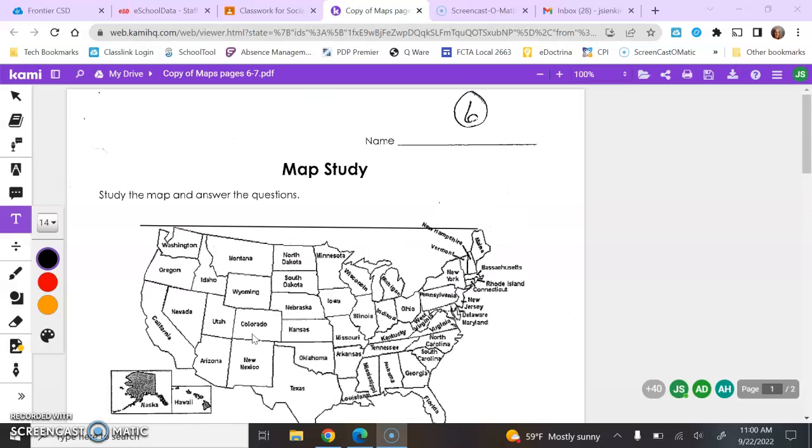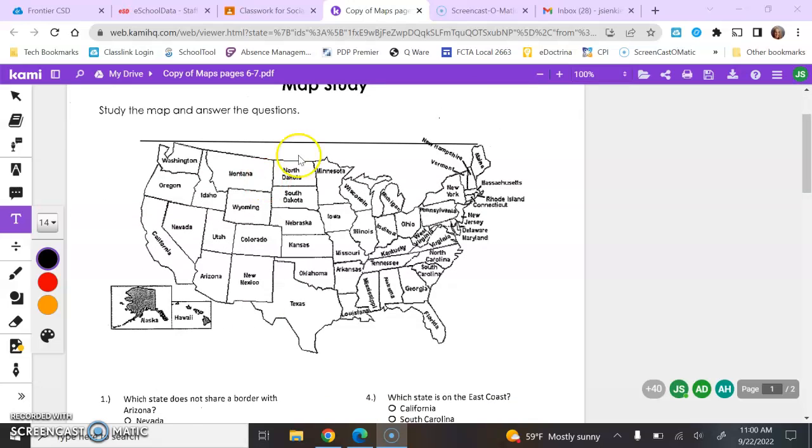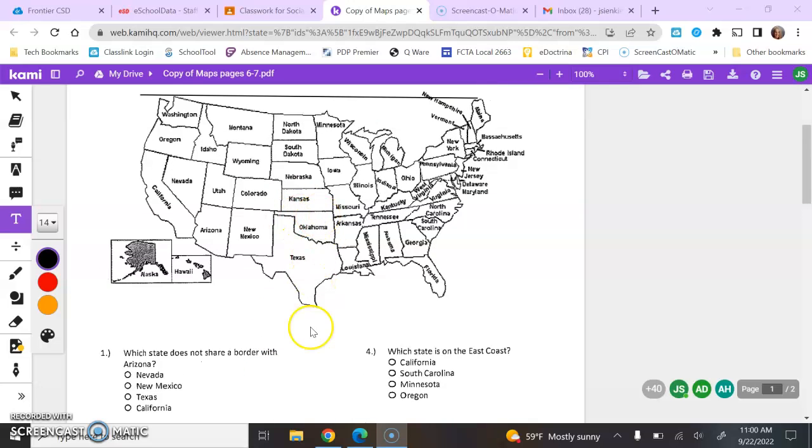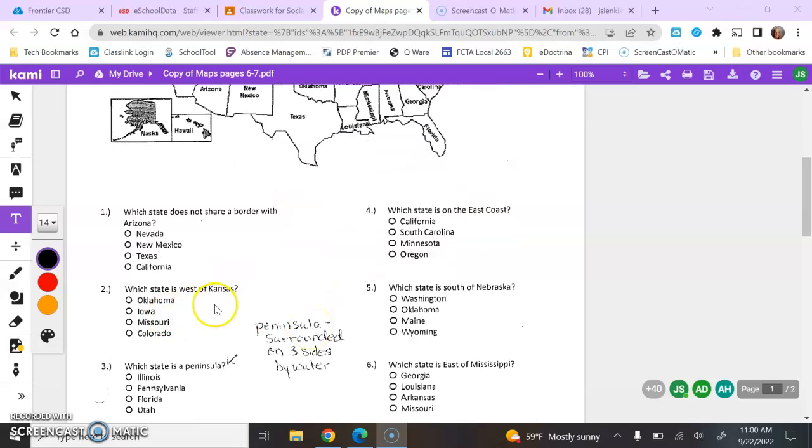Number 2, which state is west of Kansas? There is not a compass rose on here, but typically the top is north, the bottom is south, the left is west, and the right is east. So you want to find Kansas. Kansas is kind of in the middle, and it wants to know which state is west of Kansas. Is it Oklahoma, Iowa, Missouri, or Colorado?